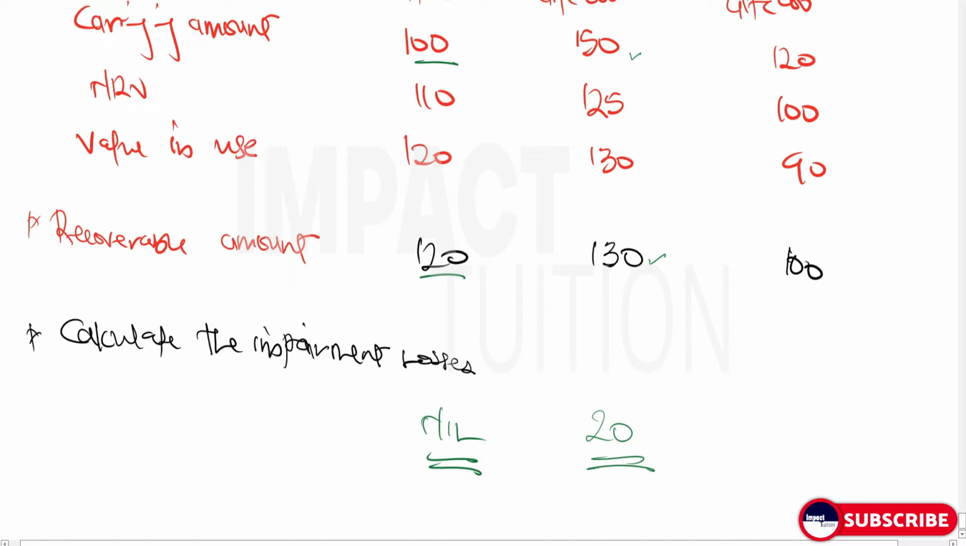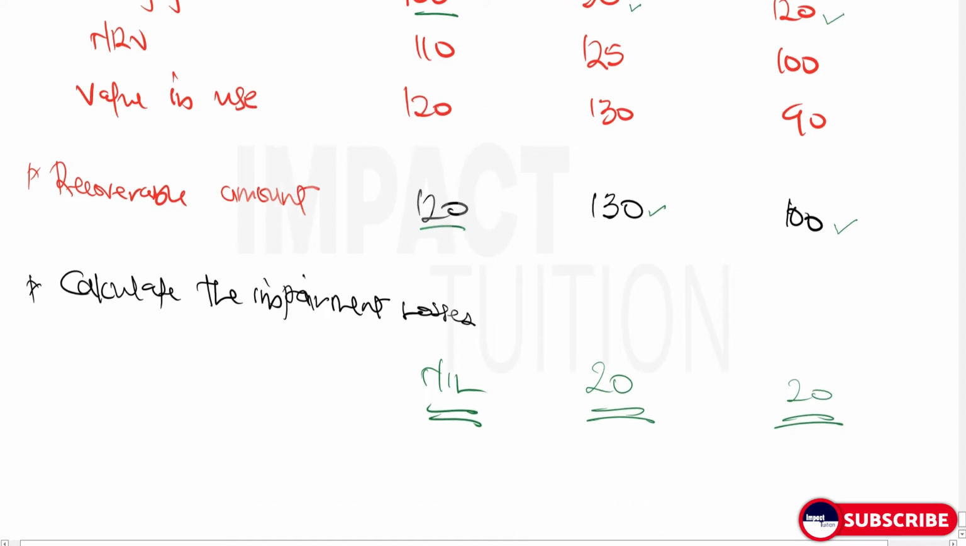Asset C, carrying amount is 120. Recoverable amount is 100,000. Since the carrying amount is higher than the recoverable amount, the difference between the two becomes our impairment loss. And impairment loss is also 20. So this is a simple illustration of how to determine the recoverable amount and then the impairment loss of an asset.